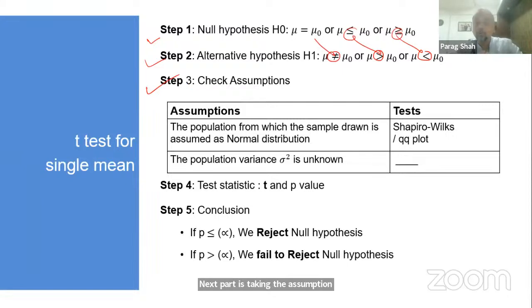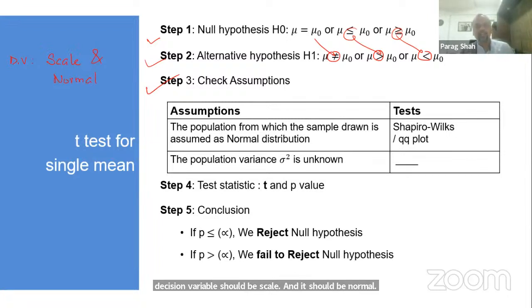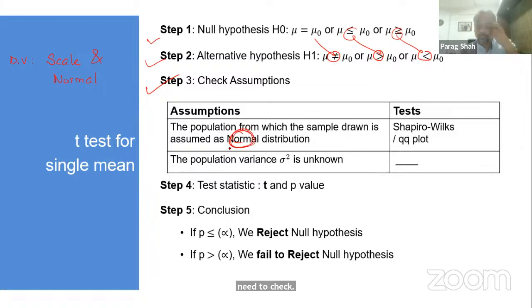And this will help you to go back to the table. When we have to use a t-test, first, it should be scale. My decision variable should be scale and it should be normal. Make sense? It should be scale and it should be normal. Then only I can use it. So that is the assumption we need to check, whether my variable is normally distributed or not.